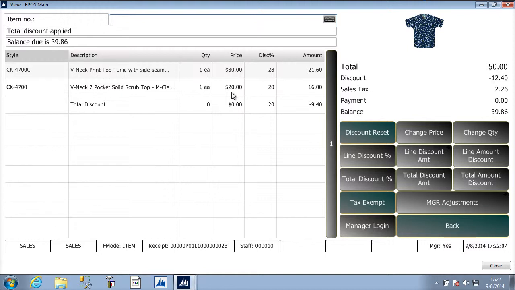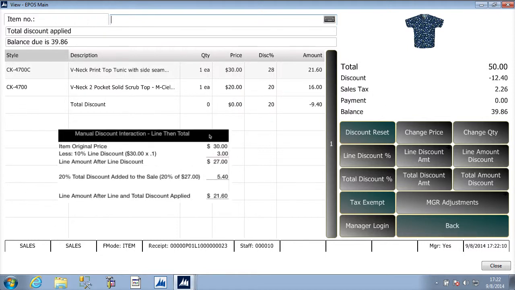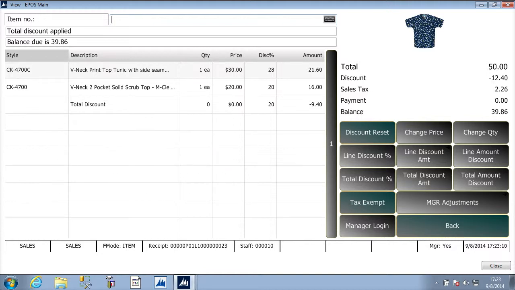total of 50. Looking at the math behind this, you can see that we have an original price of $30 with a $3 line discount for a $27 price, and then we applied the 20% total discount, which was 20% of the remaining $27 for $5.40, and ended up with a final price for line 1 of $21.60. Since we are only using percentages for our discounts, if we reverse the order of how we entered the discounts, we should end up with the same final price.